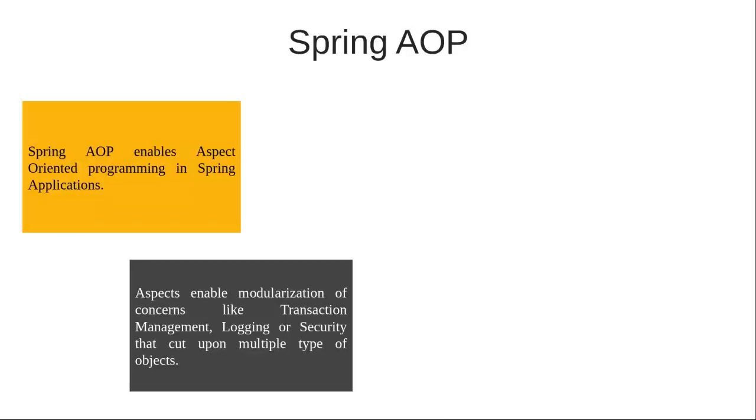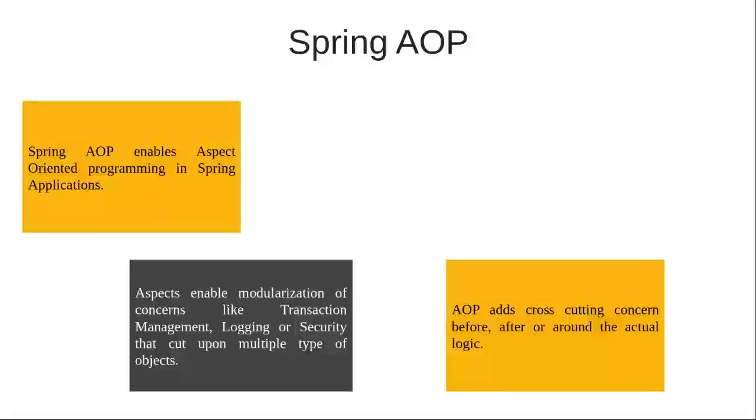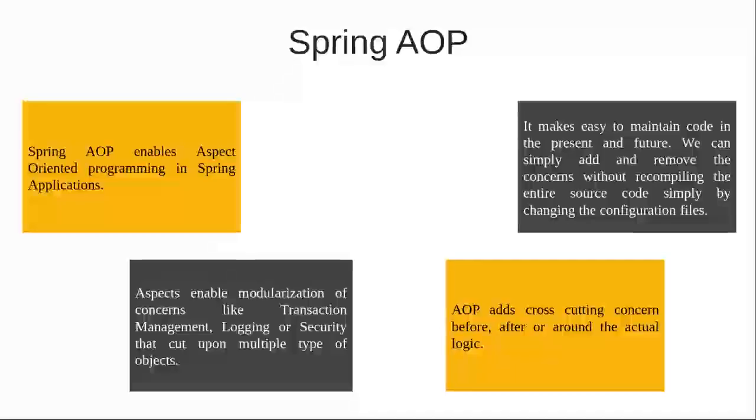Spring AOP enables aspect-oriented programming in Spring applications. Aspects enable modularization of concerns like transaction management, logging, or security that cut across multiple types of objects. AOP adds cross-cutting concerns before, after, or around the actual logic. It makes code easy to maintain in the present and future. We can simply add and remove the concerns without recompiling the entire source code, simply by changing the configuration files.